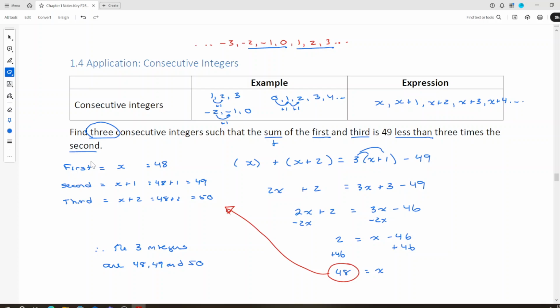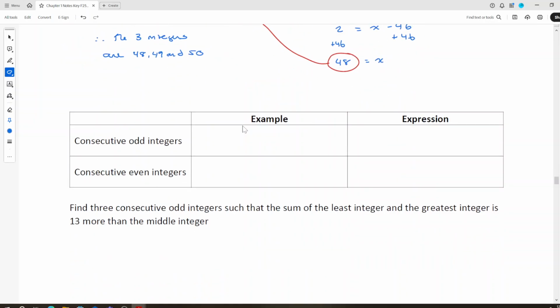Now be very careful when you're solving these. Again, integers will never be fractions or decimals, so they will always come out as these positive or negative whole numbers. Okay. There's one more piece to this puzzle before we can be done with this application, is that not every time is it consecutive integers. Sometimes it could be consecutive integers that are odd or even.